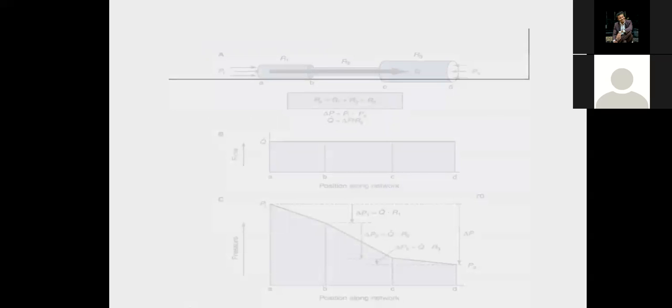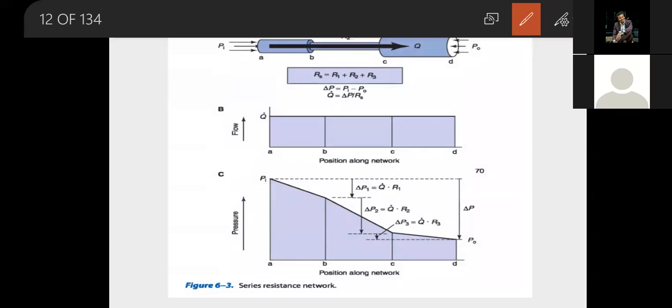So a more illustrative diagram will follow. You can see here that there is a pressure at the start of this segment and a pressure at the end of it. And through this segment, there is a flow. So this is the first segment, this is the second, this is the third. And they are named R1, R2, R3. This is R1, this is R2, this is R3. So the total resistance equal R1 plus R2 plus R3.